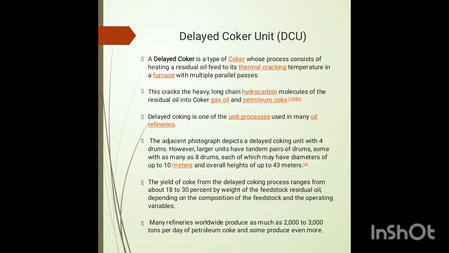In this project we are concentrating on increasing the diameter of the heat exchanger, and also on improving the delayed coker furnace. In the delayed coker unit, the main process consists of heating a residual oil feed coming out of the refinery, which is the bottom product, to its thermal cracking temperature in a furnace with multiple parallel passes. We get petroleum coke and gas oil as products. Delayed coking is one of the unique processes used in many oil refineries.